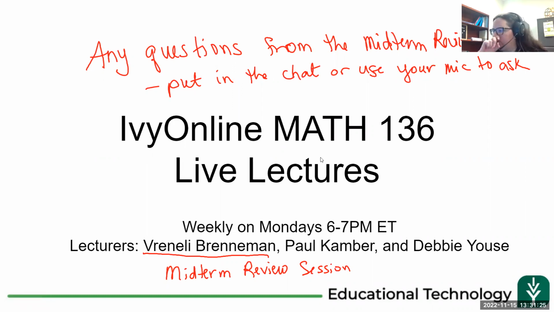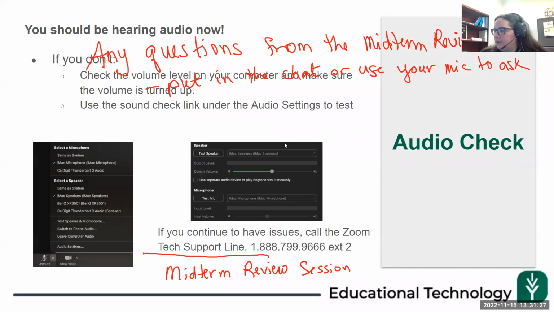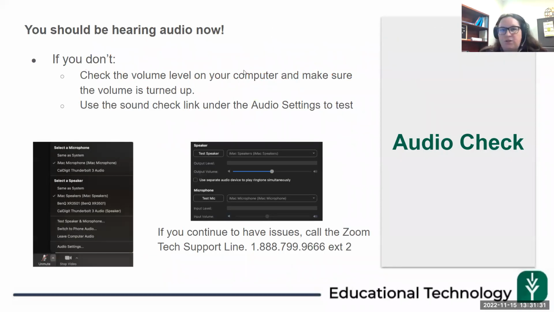So, I'll show you real quick. You should be hearing audio right now. You have the instructions here, so hopefully if somebody is not hearing audio, they are following these instructions. If you don't hear audio, check the volume level on your computer, make sure the volume is turned up, and use the sound check link under the audio settings to test. And if you continue to have issues, you can call the Zoom tech support line.